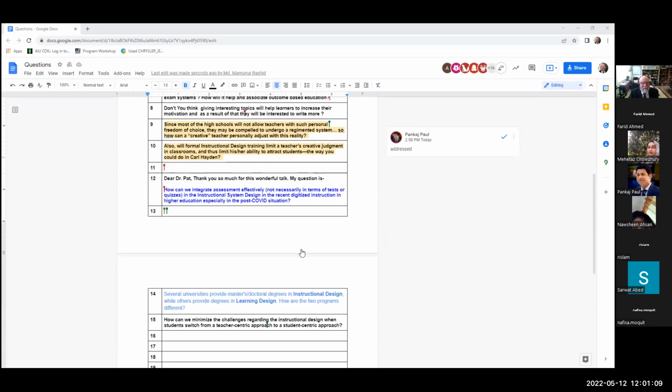How can we integrate assessment effectively, not necessarily in terms of tests or quizzes, in the instructional system design and recent digitized instruction? Okay, I would say it again.